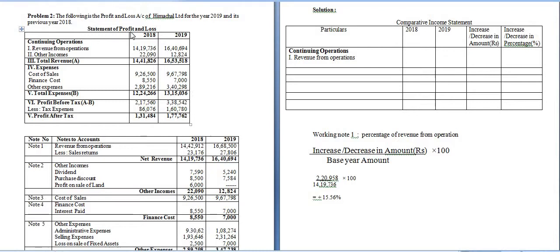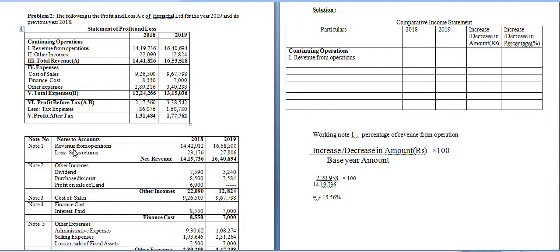Now we will be preparing the comparative income statement in the same format that is used in the problem. Continuing operations as it is. In that, the first one is revenue from operations. Total revenue from operations for the year 2018 is how much? 14,19,736. The details of revenue from operations are given in note number 1.